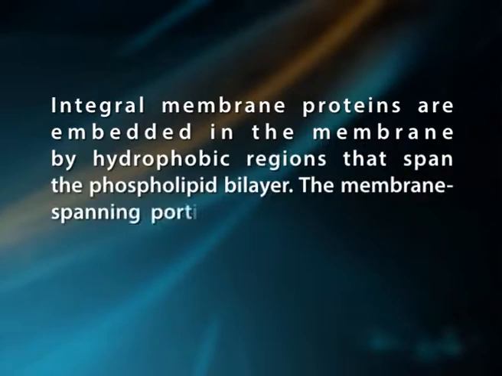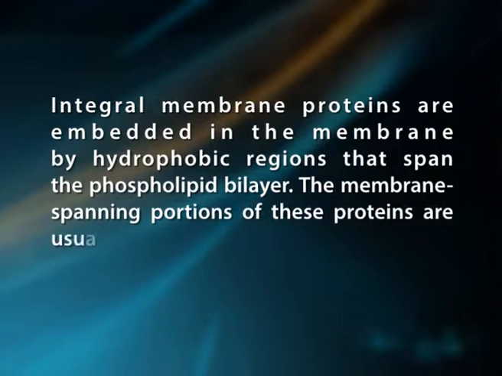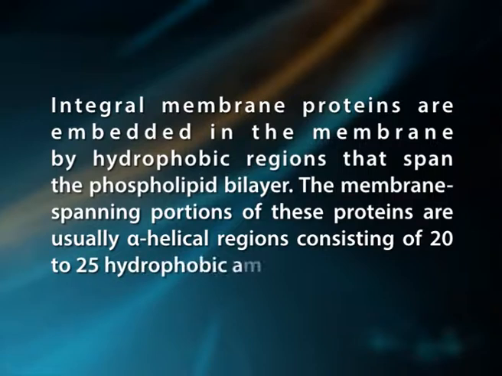The membrane spanning portions of these proteins are usually alpha helical regions consisting of 20 to 25 hydrophobic amino acids. The formation of an alpha helix maximizes hydrogen bonding between the peptide bonds, and the hydrophobic amino acid chains interact with the fatty acid tails of the phospholipids. However, different integral membrane proteins differ in how they are inserted.